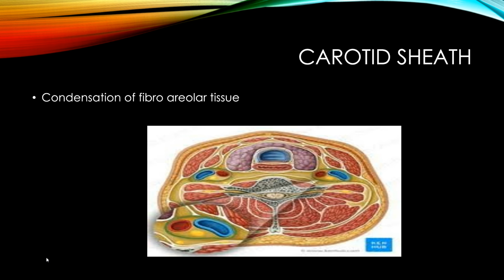Now we are going to see about the carotid sheath, which is a condensation of fibroareolar tissue around the main vessels of the neck, and it is formed on the anterior aspect by pretracheal fascia and posteriorly by prevertebral fascia. And we see about the contents.